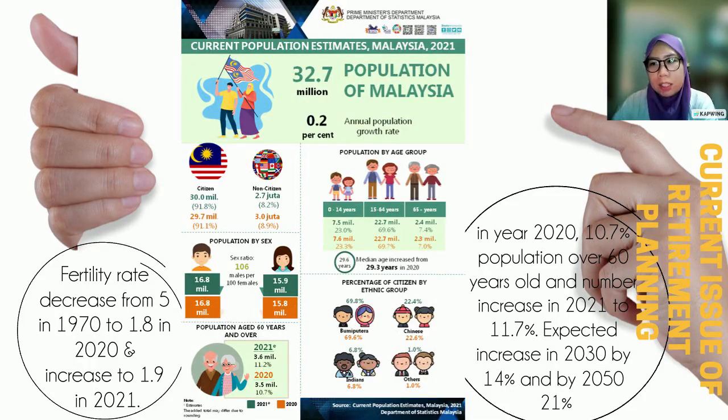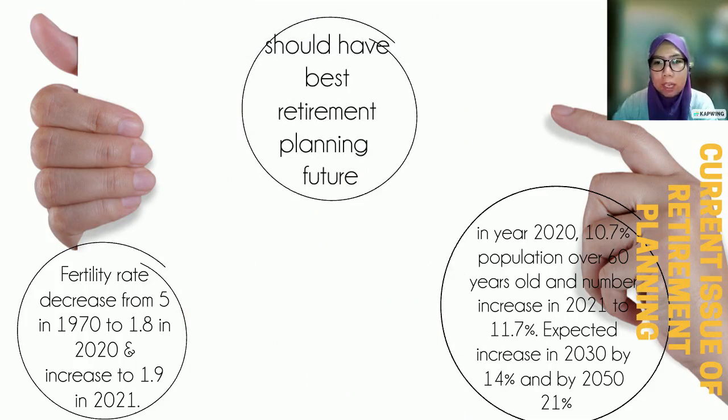It is expected that in 2030 the aged population will increase by 40% and by 2050 it will be 21%, which is when the super aged population will happen. Therefore, people should have the best retirement planning, starting now, due to the longer life expectancy, as more money and necessities need to be borne.